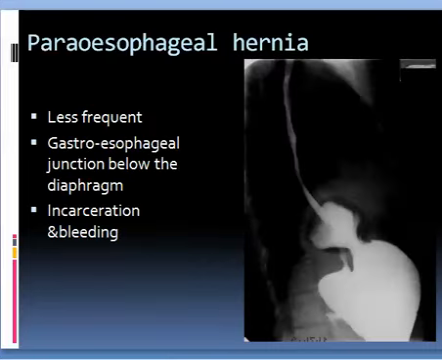Another one of sliding hiatal hernia. This is a paraesophageal hernia, where the esophagus is going down and then part of the stomach is going up. This is less frequent and is capable of being incarcerated, with complications such as bleeding.